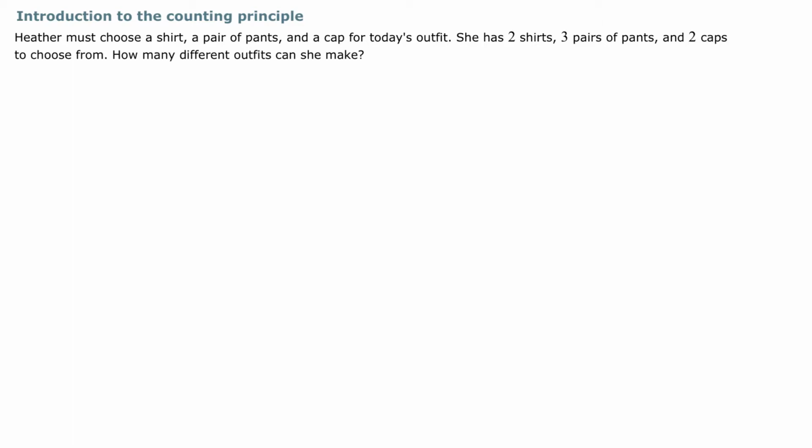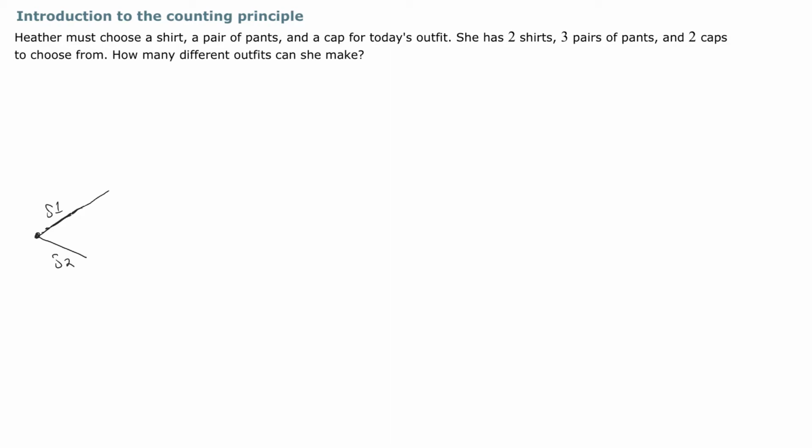We could simply count this one at a time. Why don't we say 2 choices for shirts? So why don't we say shirt 1 and then shirt 2? But there's 3 pairs of pants. So why don't we draw a diagram here? Let's draw a diagram like this. Shirt 1 and then shirt 2.